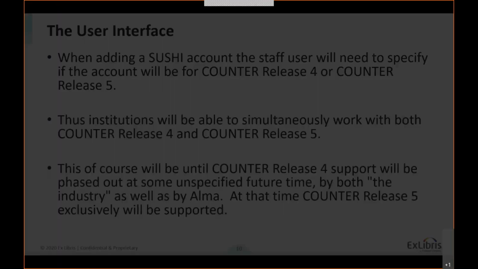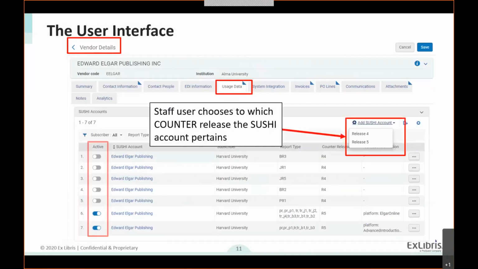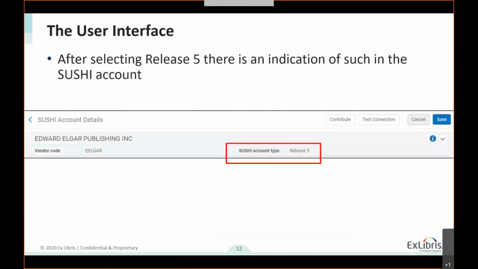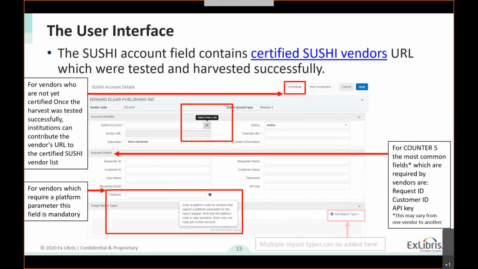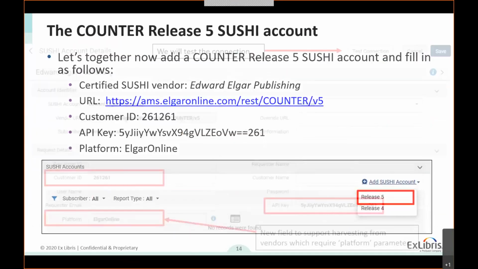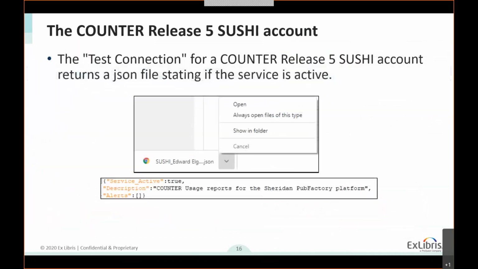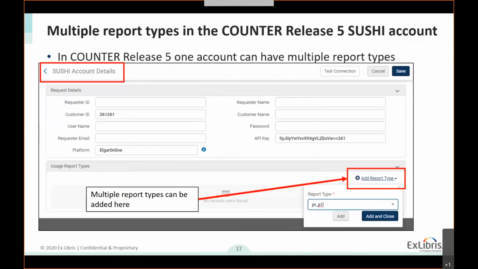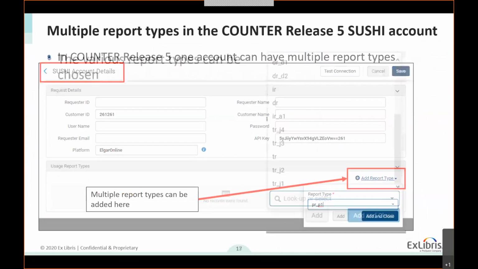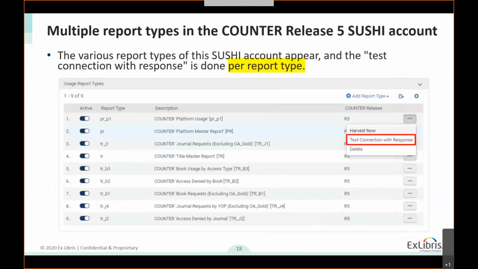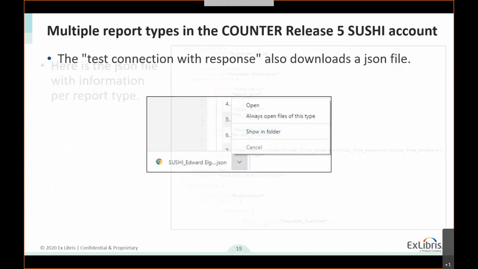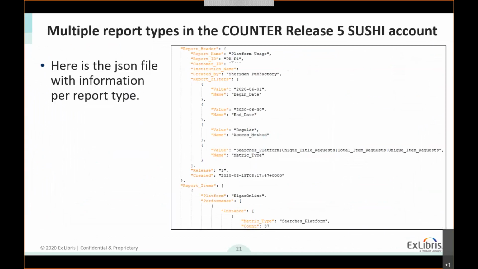So we went over this user interface. We saw that we configure R4 and R5. We've seen the user interface as well. We configured the correlevant. We saw the test connection, which is important. We know that we are connected. We configured the report types. We did the test connection with response to see that we're not only connected to the vendor, we also got a response from the vendor. We saw that the response contains the metric types, which is perfect.